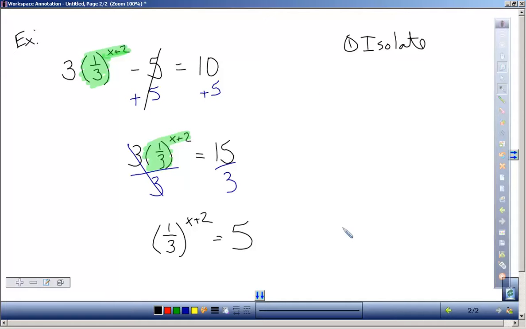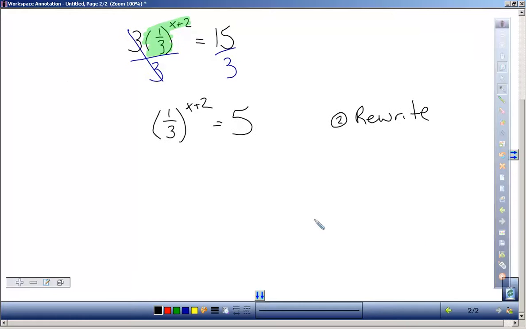So this was my first step, to isolate. I had to get the exponential by itself. Step number 2 is to rewrite as the opposite function. Well, this is an exponential, so I want to rewrite it as a log. If you remember, a base is a base is a base. So the base of the exponential was 1/3. That means this is going to be a log base 1/3. It's always equal to the exponent. Logs are equal to an exponent. So my exponent was x plus 2, and that's going to go over here. And then the number that it was equal to is what goes inside of the log.